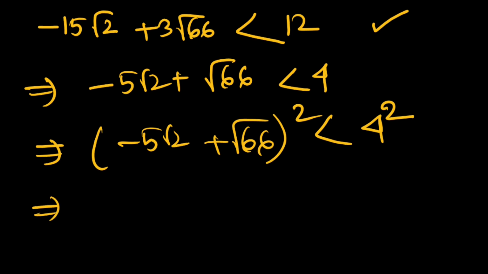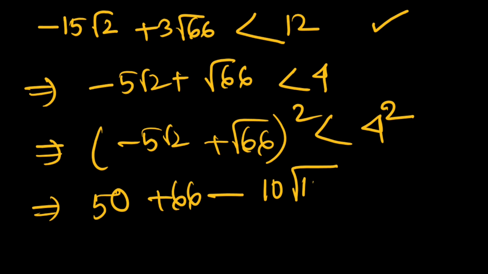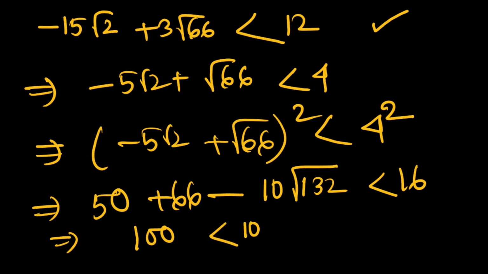Now we break it using the a minus b formula, that gives 50 plus 66 minus 10 root under 132 is less than 60. So therefore 100 is less than 10 root under 132. So these numbers give 100 and this number comes to the right side. So therefore 10 is less than root under 132.